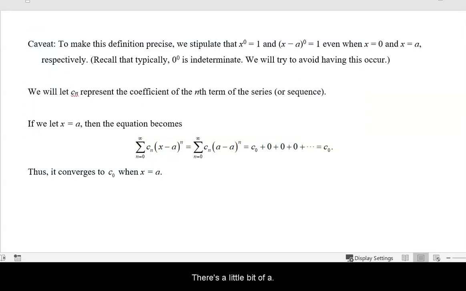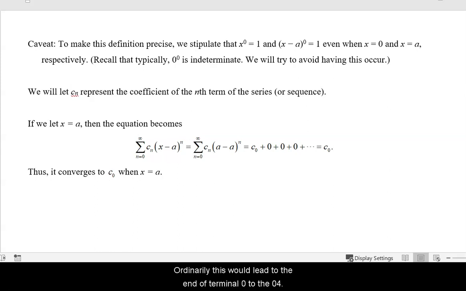There's a little bit of a subtle understanding in the definition of a power series. In order to make the definition precise, we have a bit of a problem if x is equal to the center A, because that could lead to 0 to the 0th power. For this purpose, and this purpose only, we define in this case that x to the 0 will be 1 and x minus a to the 0 will be 1, even if x is 0 and x is a.